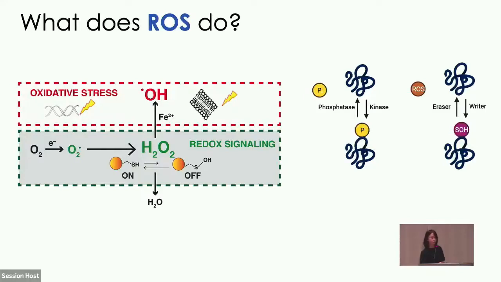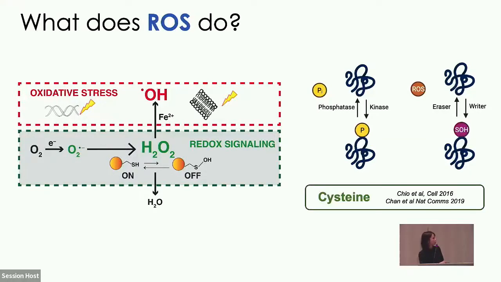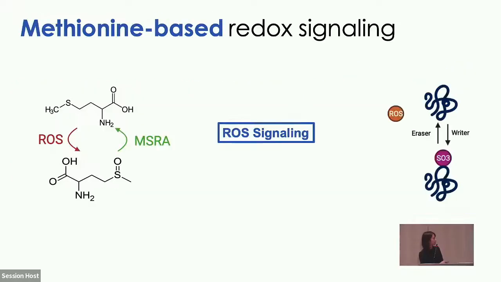The best way of understanding redox signaling is taking the analogy from phosphatase and kinase-based signaling. But instead of asking what happens to the structure and function of the protein upon addition and removal of a phosphate group, we ask what happens to the activity and function of the protein upon addition and removal of an oxidation mark. So most of our lab's previous work has focused on studying this process in the context of the amino acid cysteine, a very well-characterized sulfur-containing amino acid. But what I would like to share with you today is some of our more recent work in characterizing the role of this process in methionine, the other sulfur-containing amino acid.